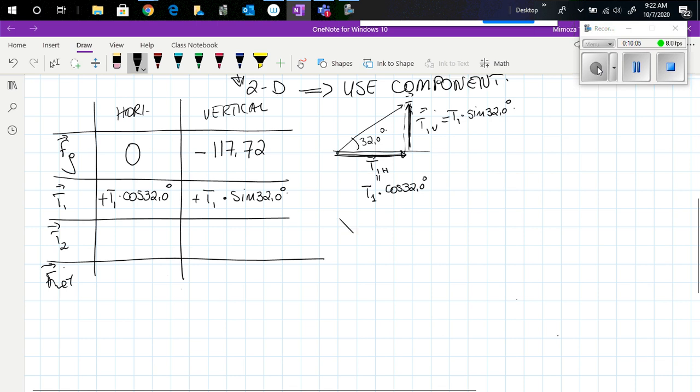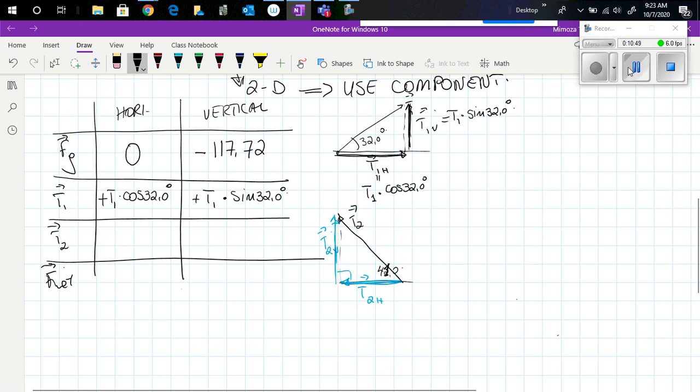And for T2, that is a vector between north and west at 42 degrees, or 41, I think it is, 41 degrees. The horizontal component of T2 will be a vector that goes like this, T2 horizontal. And the vertical component is a vector that goes like this, T2 vertical. So T2 horizontal is the adjacent of this right angle triangle here.